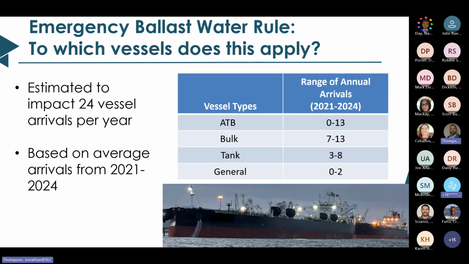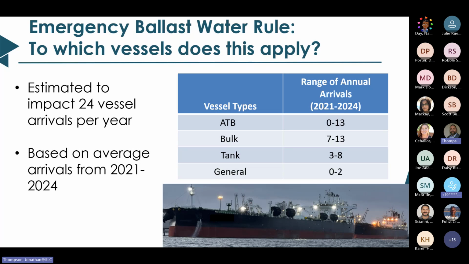So the emergency rule is estimated to impact 24 vessel arrivals per year. And this is for vessels where all of those conditions would apply. This estimate is based on an average of arrivals from 2021 through 2024. And then we also wanted to put up a range of the annual arrivals for the vessel types that we saw at those ports.